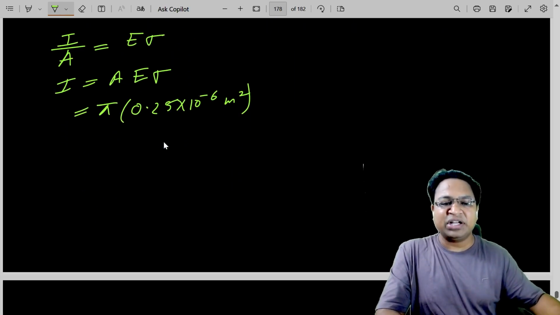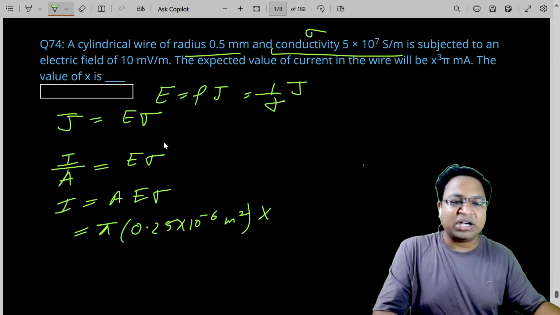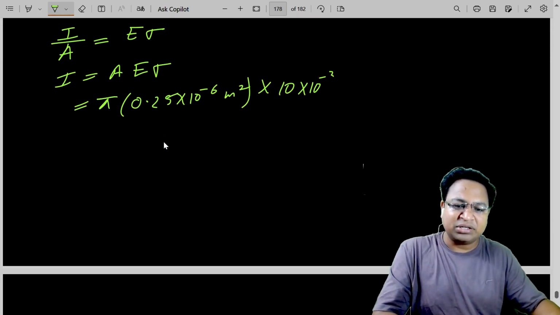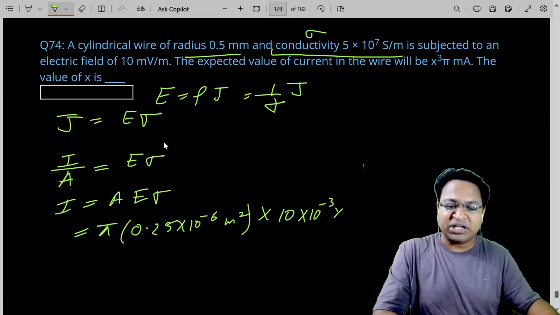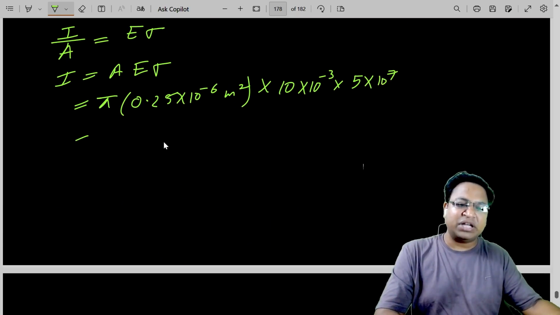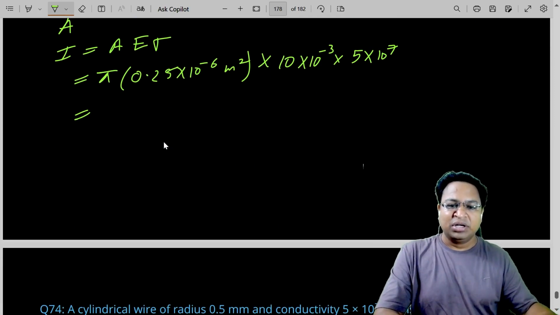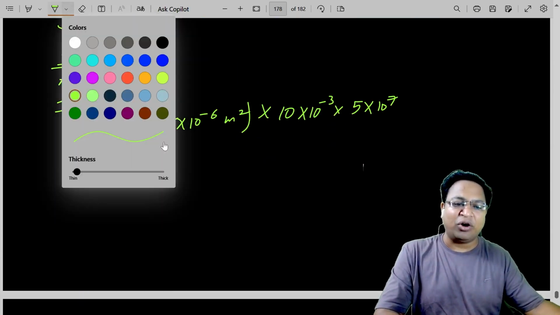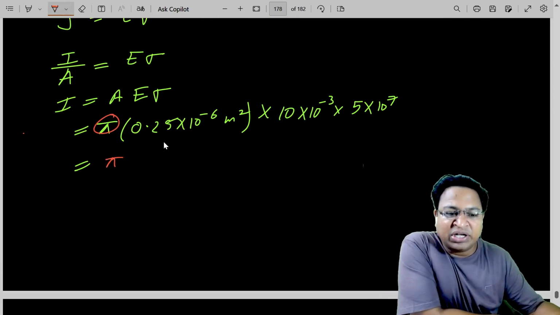So I have deliberately converted everything into SI units. I feel comfortable with SI units, so I've done that. Now, electric field is given to be 10 millivolt per meter, so 10 into 10 raised to power minus 3, and the rest is SI unit. Into sigma. Sigma is 5 into 10 raised to power 7, and that is already given in SI unit, so no need to change that. So we will finish this and we'll get the answer. We need to find the answer in terms of milliampere. Pi is present here, so I will try not to substitute the value of pi. I already see my pi here, so I will just let it be and not tinker with it.